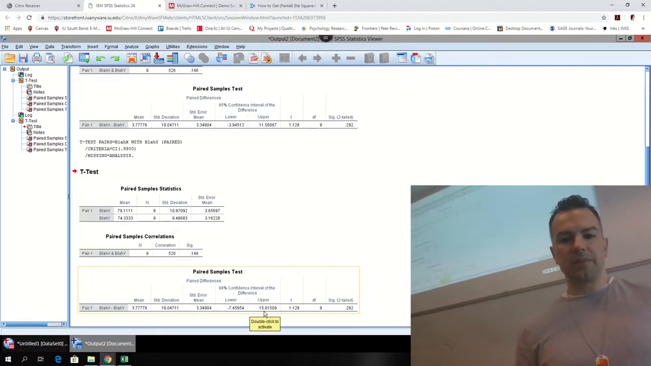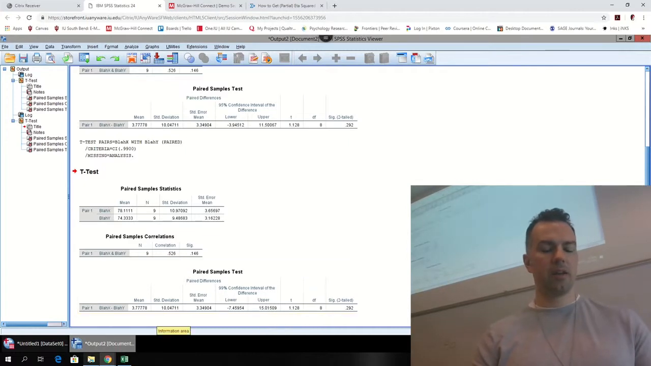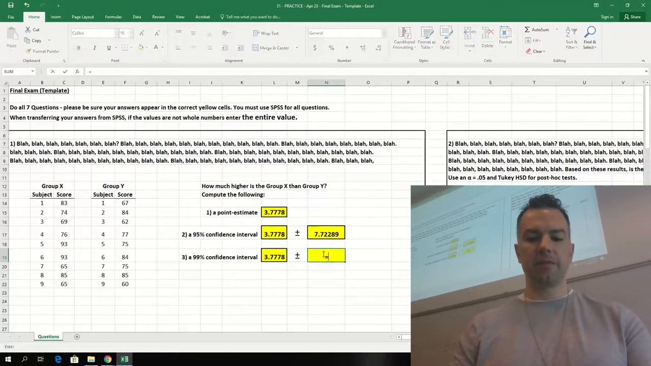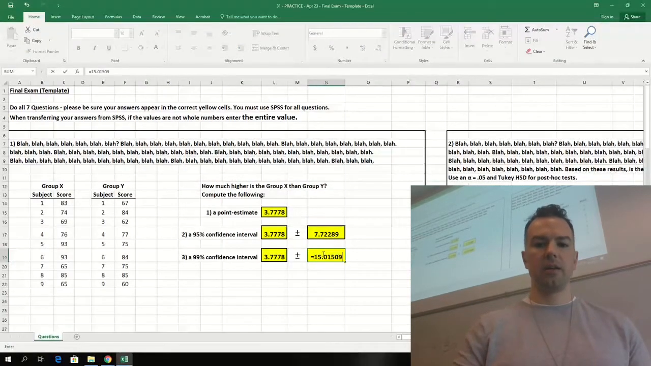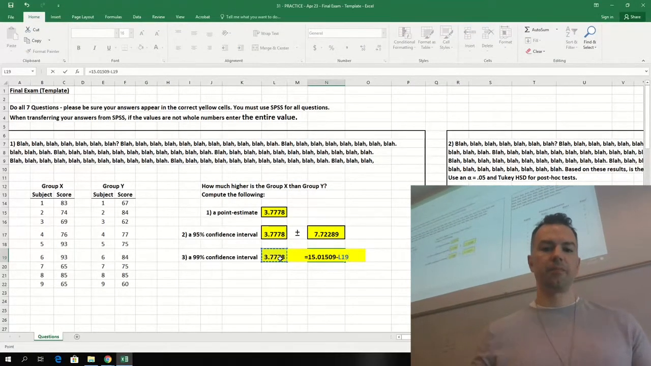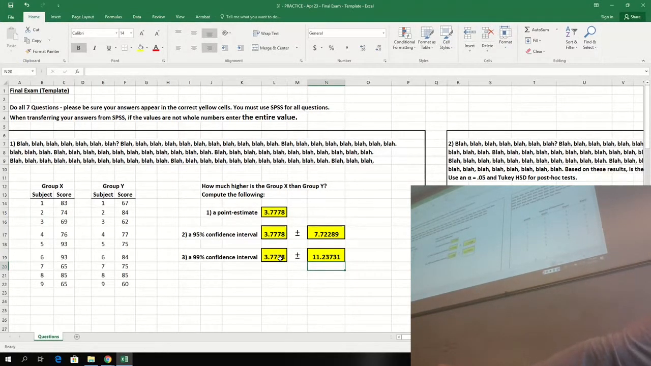And now our upper is 1509. So we pop that into here, 1509, minus, once again, that center, and that's the arm for the 99% confidence interval. And as a quick check, if you're doing it correctly, the higher your confidence, the bigger that arm should get. So your point estimate should be the same all the way down. And then you can see here our 95% confidence interval is smaller than our 99% confidence interval. That should be the case. So if you find that it's not, something went wrong, and you should go back and check it out.